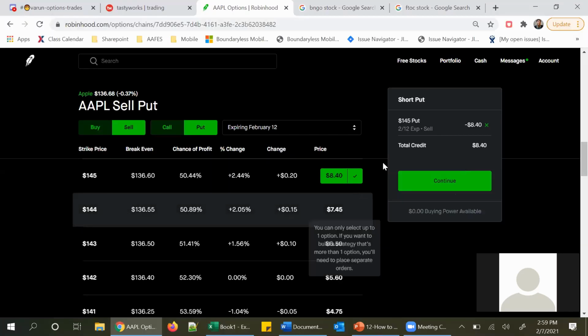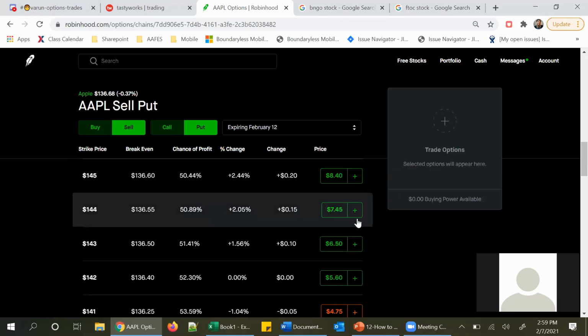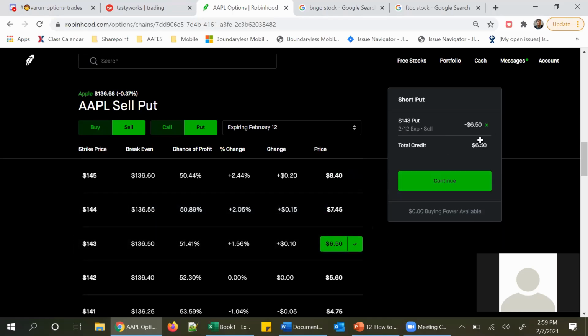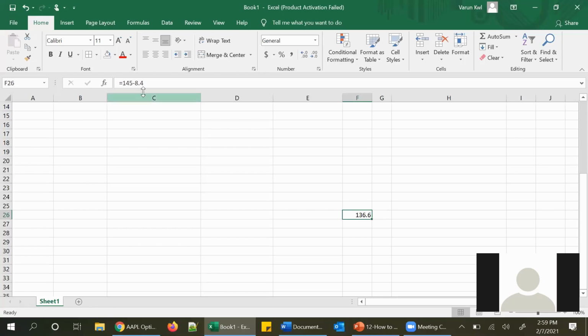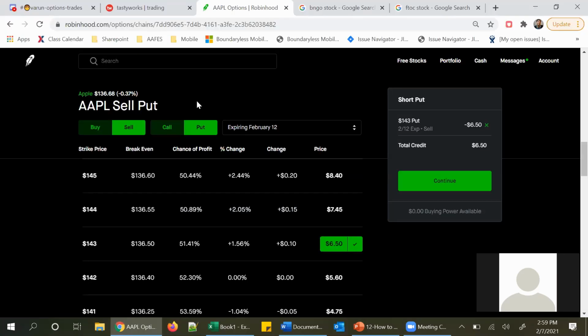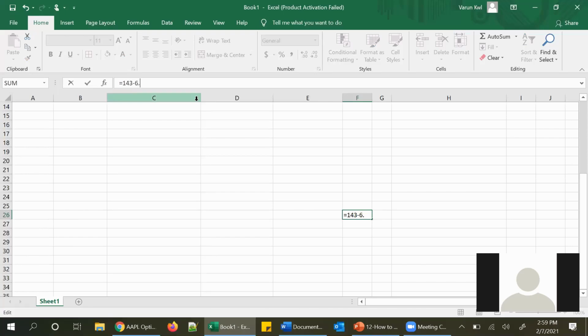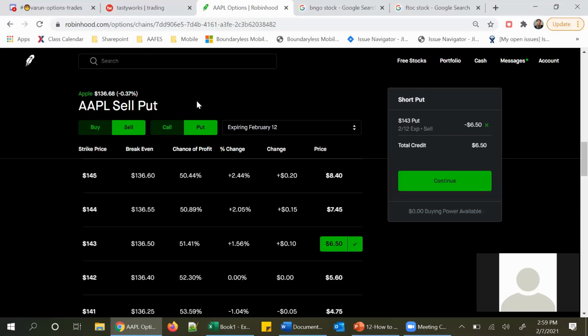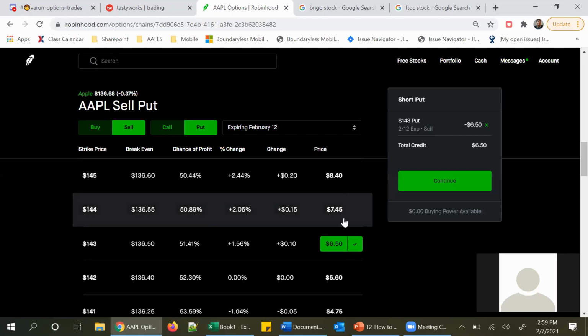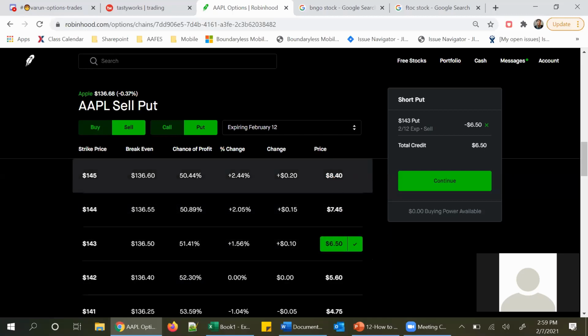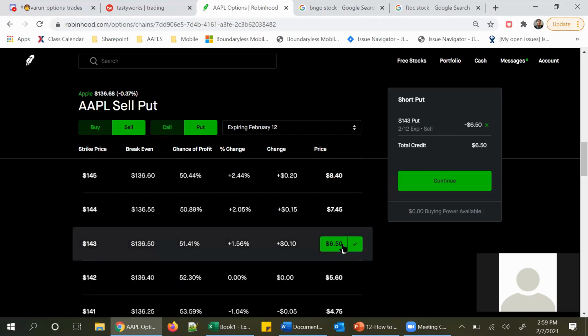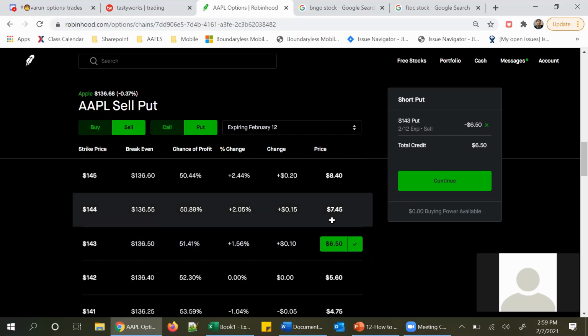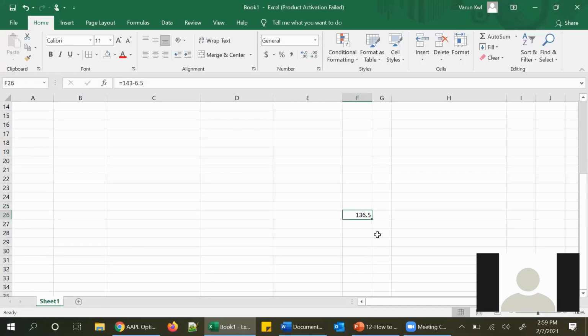But if you go a little bit further, then maybe you will get better. 143 minus 0.6. I think the further you go, you will not get too much benefit. So always when you are using this particular strategy on a particular stock, whenever you are placing the order, you would want to calculate what your break-even price is.